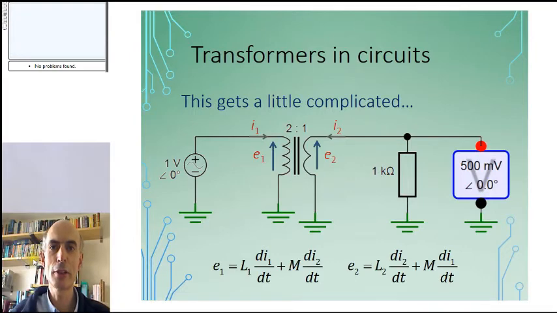To analyse the circuit behaviour of transformers can get a little tricky, because you have to take into account both the inductances of each side and the mutual inductance from the other side of the transformer. This is the circuit symbol of a transformer. You'll note that this transformer is a 2-to-1 transformer, which implies that there are twice as many turns on this side of the transformer as there are on this side of the transformer.